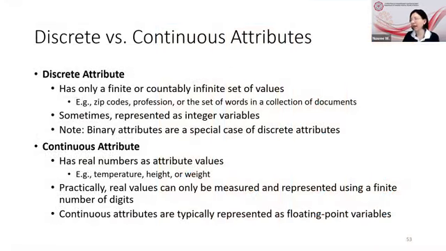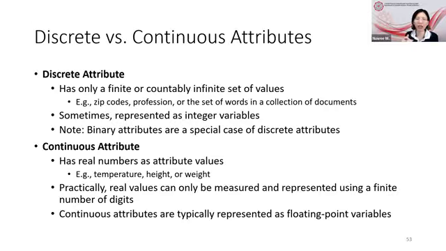Another way to categorize attributes is by how they look and how they use numbers to encode. So we can use discrete or continuous. If you use discrete, you can represent that attribute as integer variables. If you have a continuous attribute, you can use real numbers to encode these values. For discrete, you have finite or countably infinite sets of values, like zip code, profession, or the set of birds. And binary, of course, is a special case of a discrete attribute.